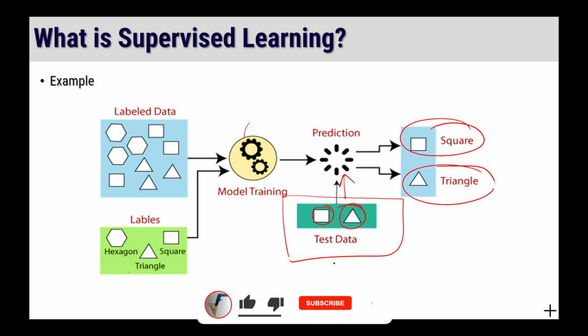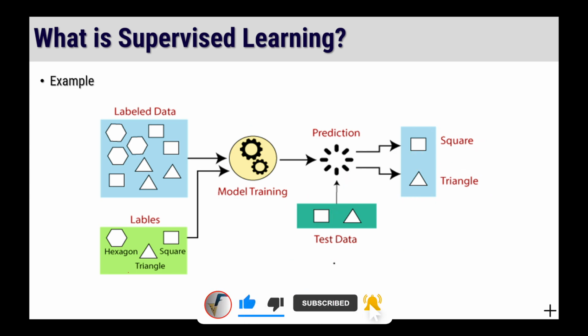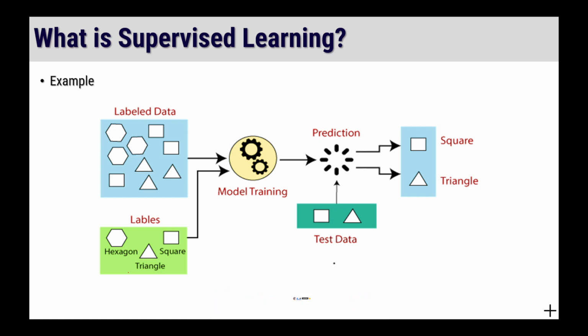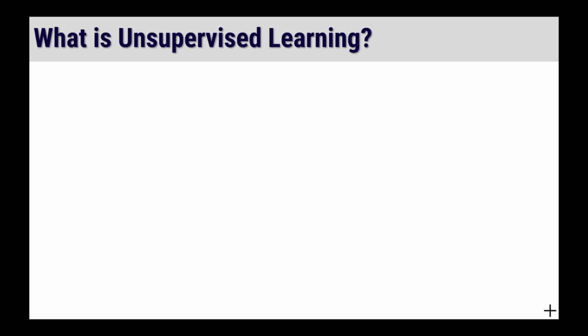I hope now you understand the supervised machine learning clearly. And supervised machine learning has two methods, regression and classification, but we will be understanding regression and classification in detail in the upcoming videos. Now that we have understood supervised machine learning, let's go to the second type of machine learning algorithm, and that is unsupervised machine learning. What is unsupervised machine learning?